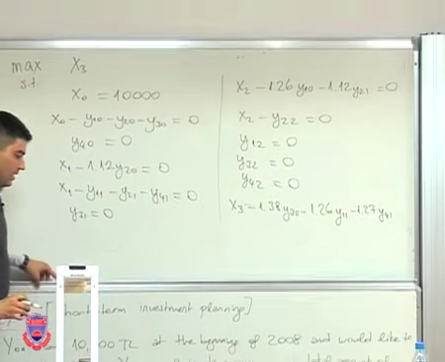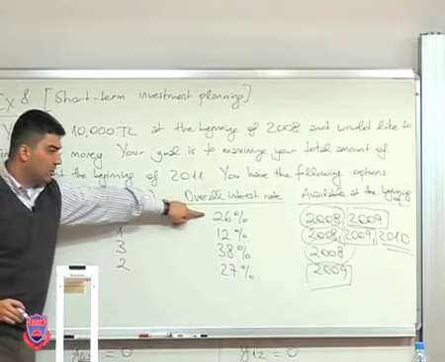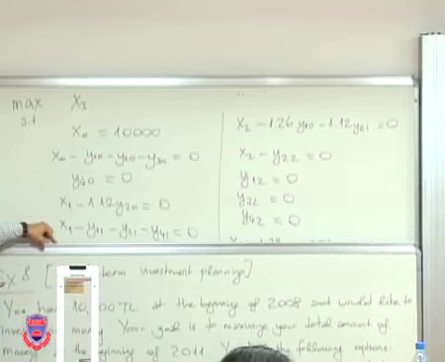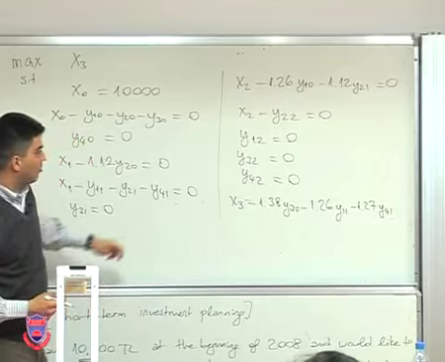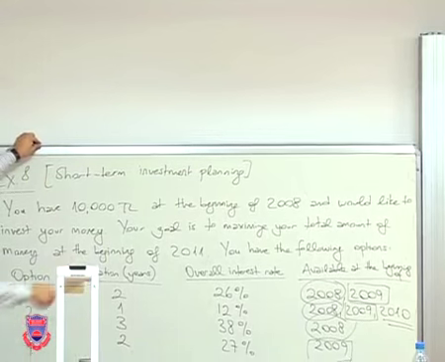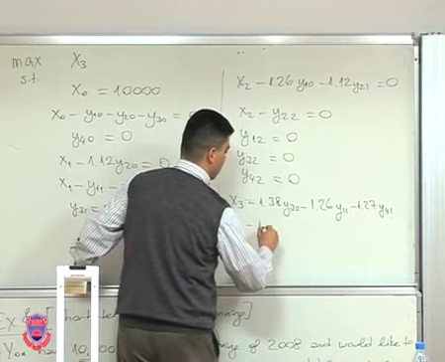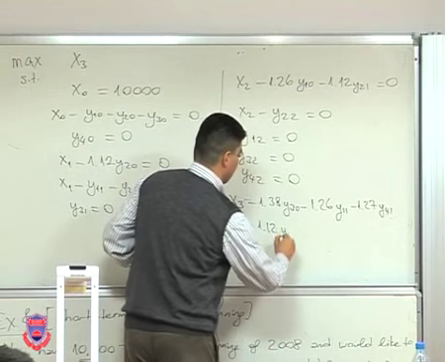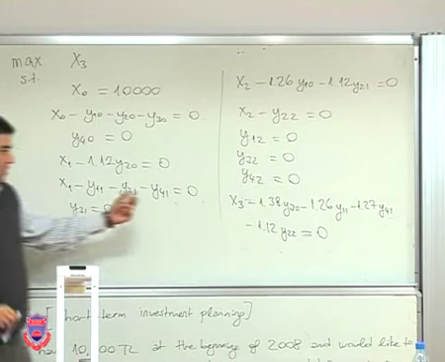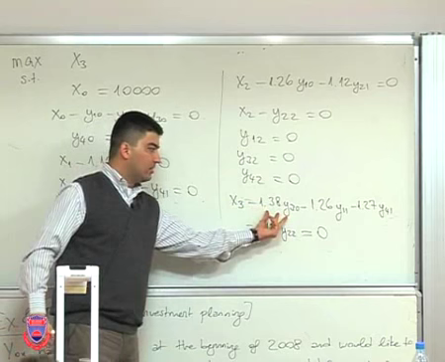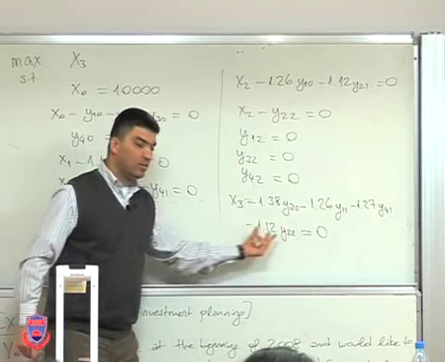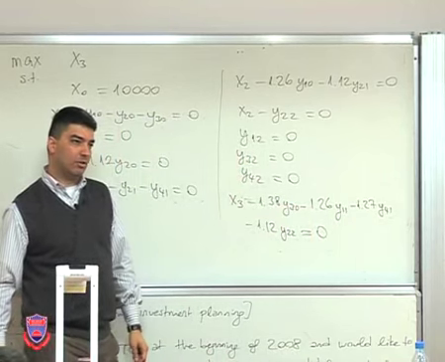Once again, I'm receiving the interest from this one and the interest from this one as well. And finally, I should look at 1-year options at time 2. So the only option at time 2 was option number 2, and that brings 12%. So it's going to be minus 1.12 times Y22. And that should be equal to 0. So essentially this says that X3 is equal to what I have from 3-year investments 3 years ago, plus what I have from 2-year investments 2 years ago, plus what I have from 1-year investments last year. And if I add them up, that's going to be my total return.